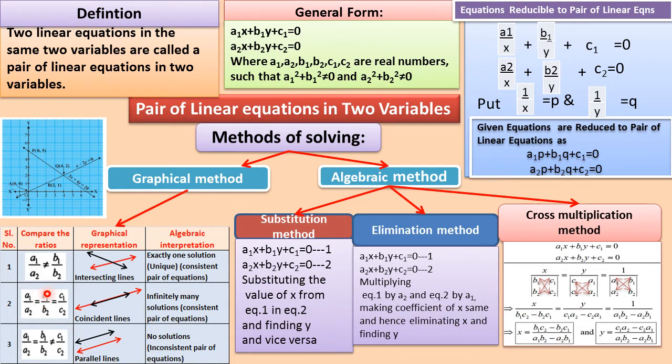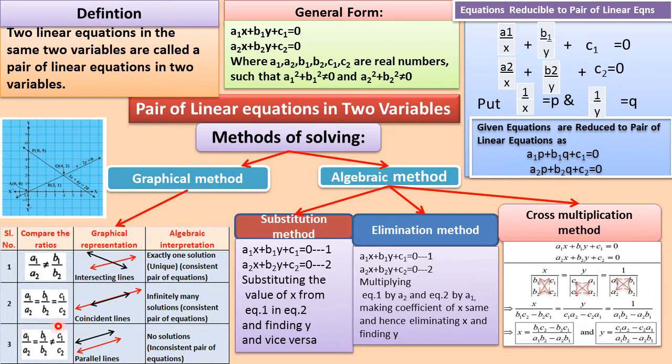Then suppose you take the ratio a1 by a2, and it is equal to b1 by b2, and it is also equal to c1 by c2. So if all three of these ratios are equal, then the lines formed by the given linear equations will coincide, one over the other, and we will have infinitely many solutions. And again these two equations are a consistent pair of equations.